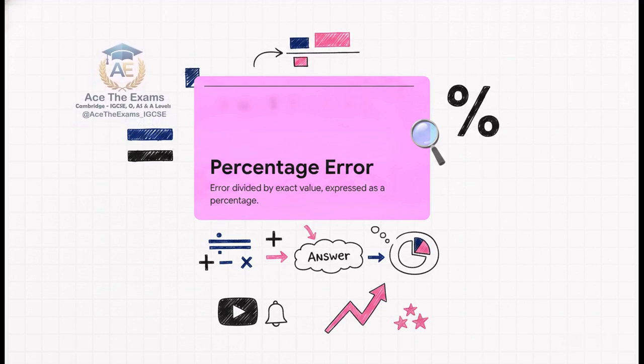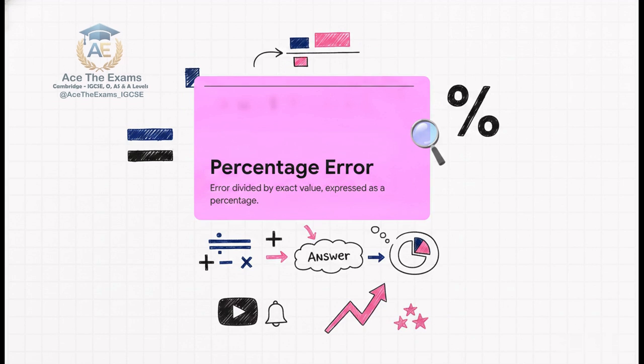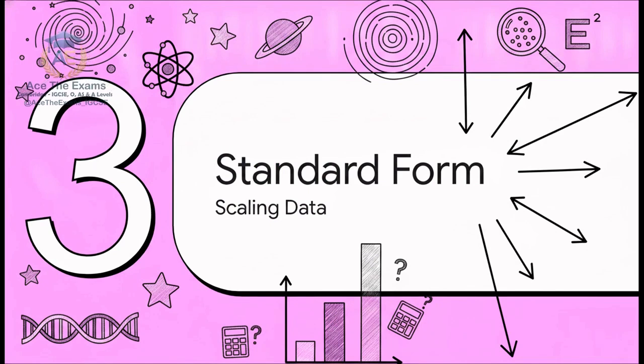Link. Finally, we multiply by 100 to express it as a percentage, giving us a highly accurate final answer of 1.41% to 3 significant figures. That is how you lock in top marks. Let's step into Module 3, Scaling Data with Standard Form.